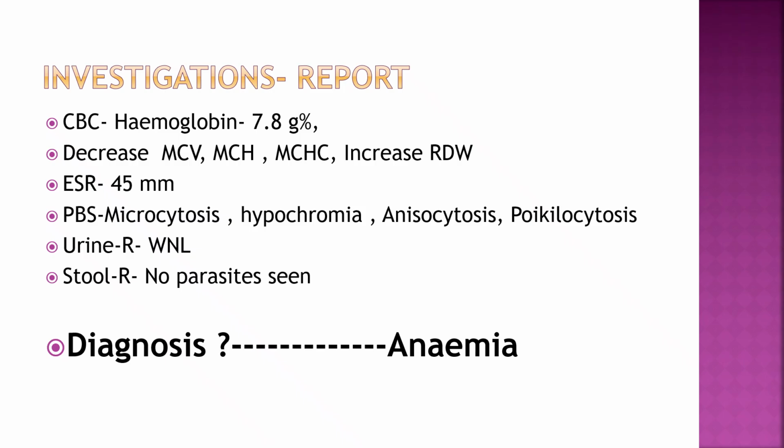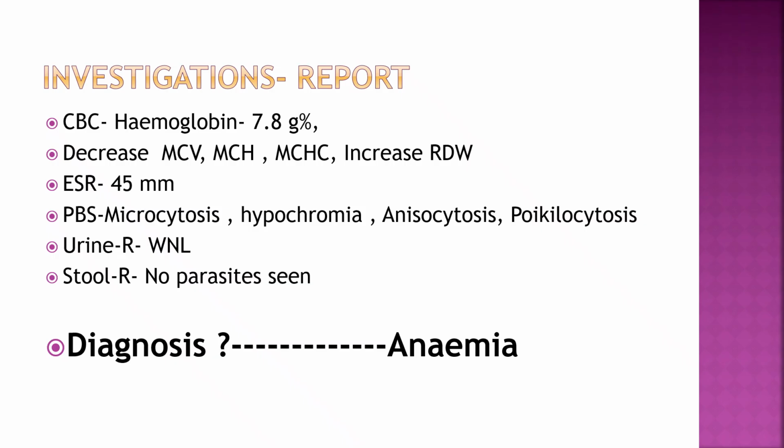The findings of the investigations: CBC hemoglobin 7.8 gram %, that means it is decreased. MCV, MCH and MCHC all are decreased, and RDW, red cell distribution width, increased. ESR 45 millimeter, that means it is increased. In peripheral blood smear RBC morphology: microcytosis, hypochromia, anisocytosis, that means variation in size of the RBCs, then poikilocytosis, variation in shape of the RBCs. So few RBCs are pencil shaped, teardrop shaped, elongated, oval.